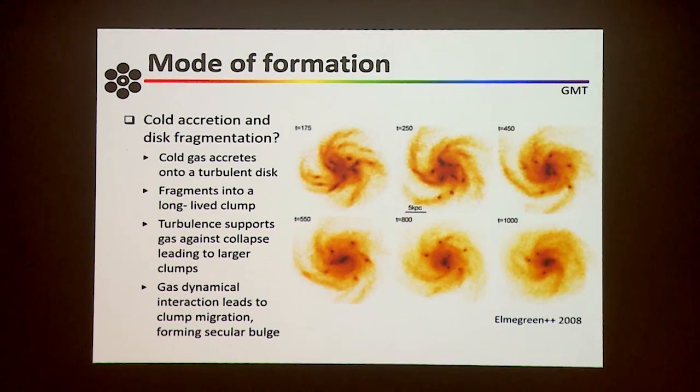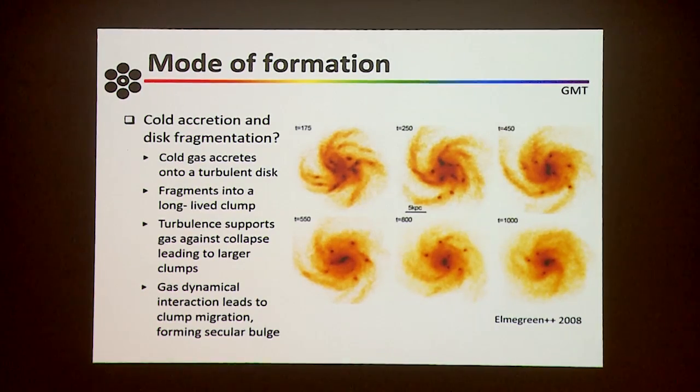So the question is, what's the actual mode of formation for this? If that's indeed how spirals are forming, what is the underlying physics of what's going on? Is it simply a cold accretion, or is there some form of disk fragmentation going on as well? Well, there's certainly cold gas accreting onto a disk. That's undoubtedly happening. But obviously the disk was much more turbulent early on, and that disk can actually fragment then into long-lived clumps.